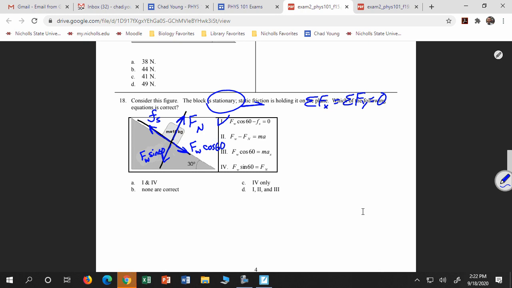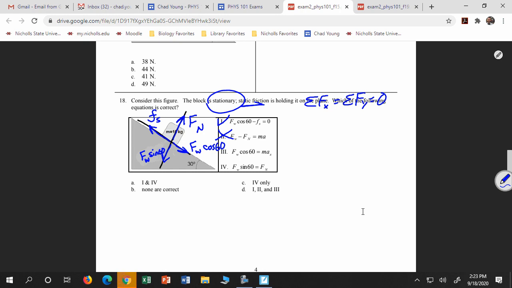Not correct. Right. What would it have to be? Fn minus Fw sine 60 equals Ma. That could be correct if the a was 0, but this one is definitely not correct. How about Fw cosine 60 equals Max? What's it missing? The other force.